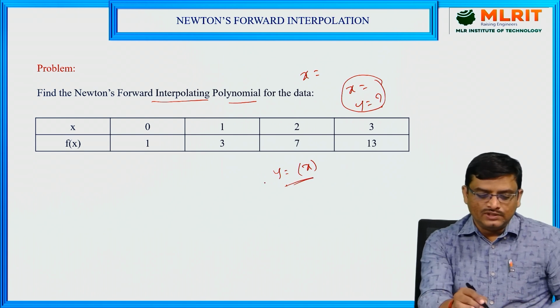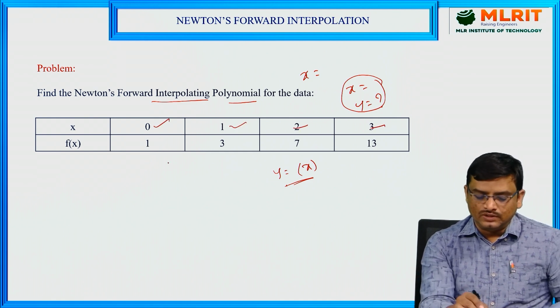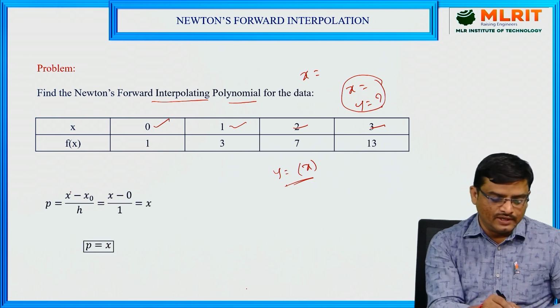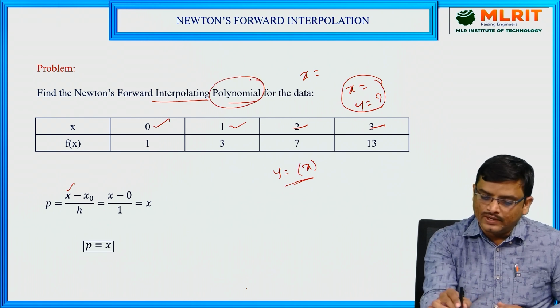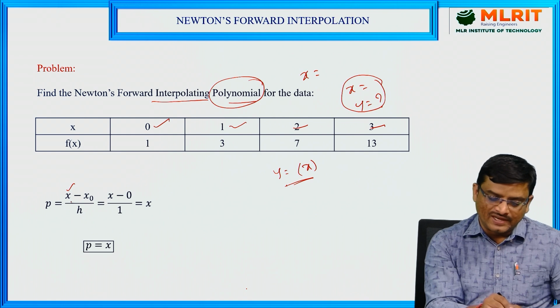Okay, now this is the data. X is equal to 0, 1, 2, 3, with these corresponding y values. Now find out the value of p here. The x value has not been given in the problem. So whenever you are asked to find the polynomial, there is no need to substitute anything for x. You keep that x as it is.